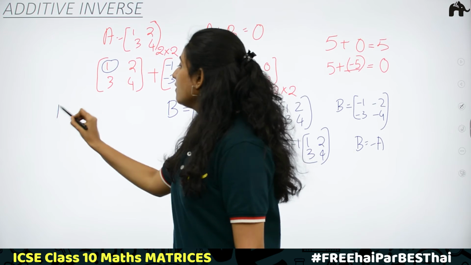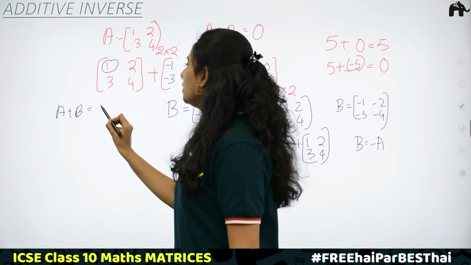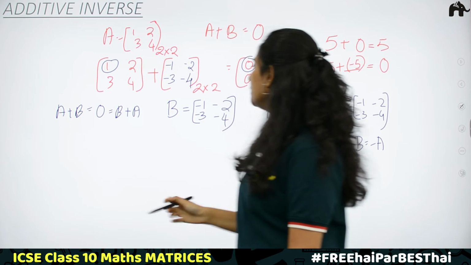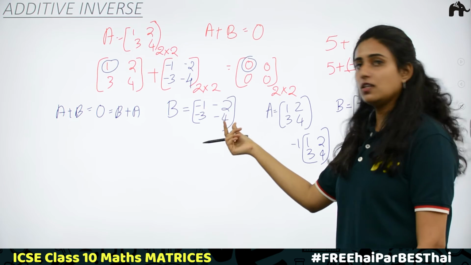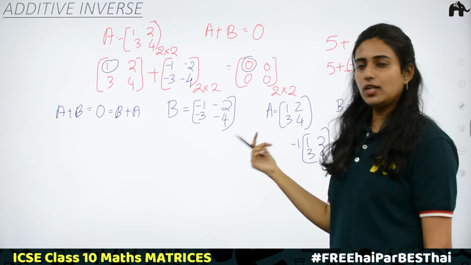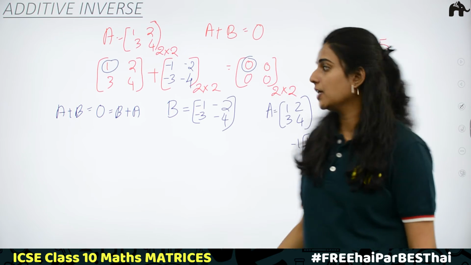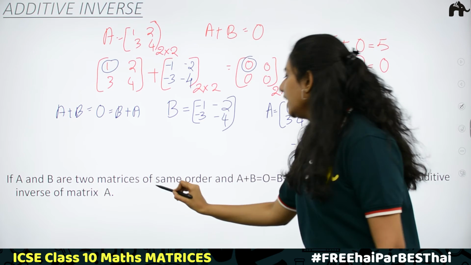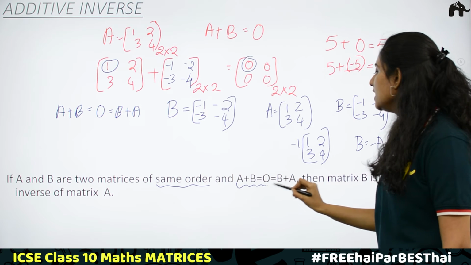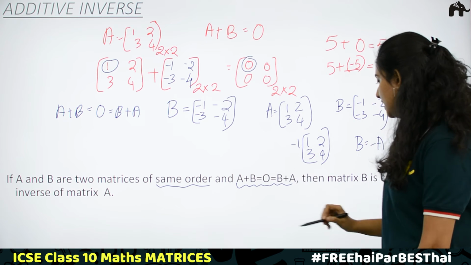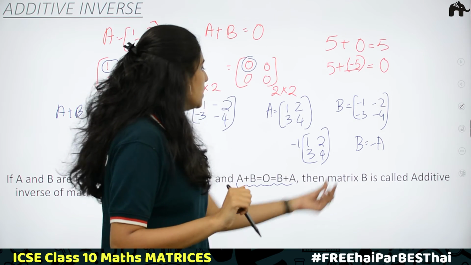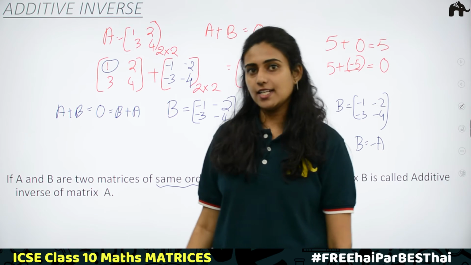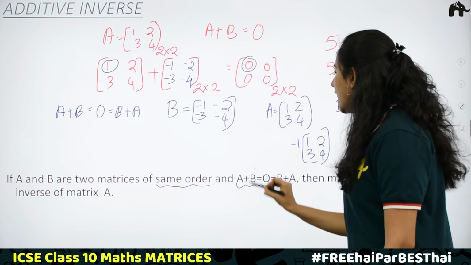That is, we will have A plus B equal to O, and that will be equal to B plus A. B plus A means minus 1, minus 2, minus 3, minus 4 plus 1, 2, 3, 4. That will again give us O, the null matrix. Clear? If A and B are two matrices of the same order and A plus B is equal to O is equal to B plus A, then matrix B is called the additive inverse of matrix A. Clear what additive inverse is? We have taken B as the matrix.